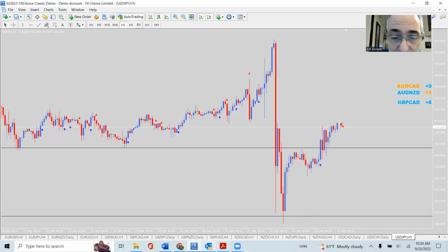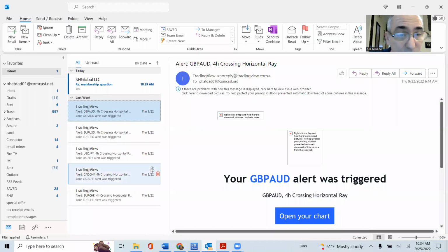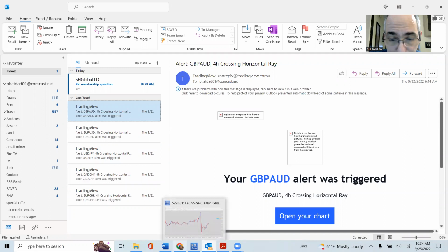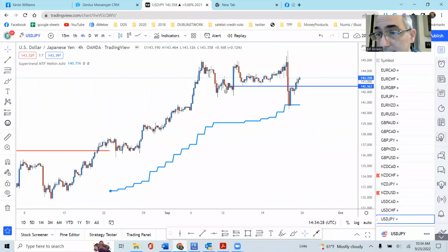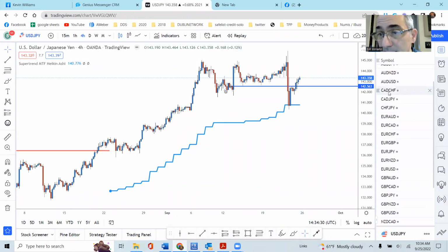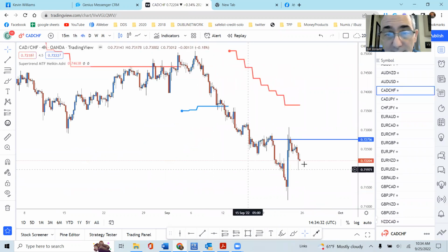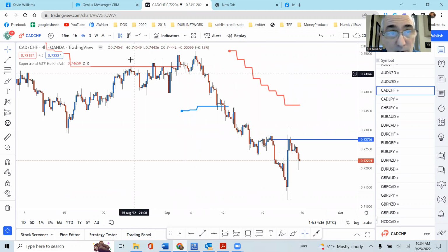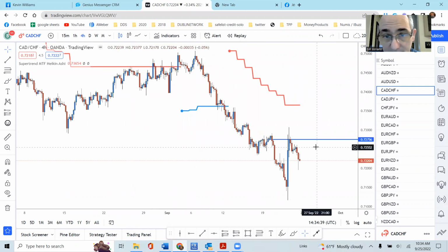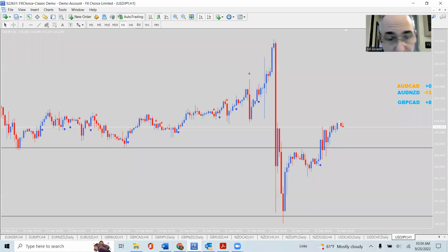Anyway, that was another trade there with USD JPY. Here's another one that went off. CAD CHF. And again, I go back to my TradingView to see where I had that marked up. So this was obviously in a downtrend on the 4-hour and on the daily charts. And I marked up this 4-hour banker candle right here. I sent an alarm here and that went off. So then I go to my MT4.